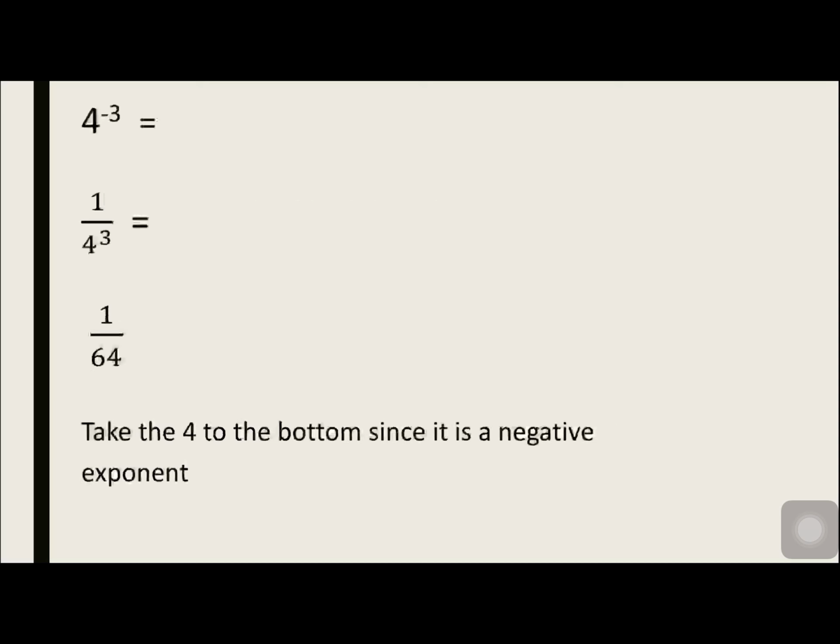4 to the negative 3 would be 1 over 4 to the positive 3. 4 times 4 times 4 equals 64. Take 4 to the bottom since it is a negative exponent.